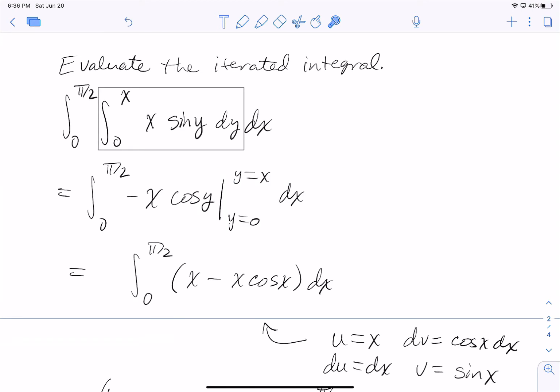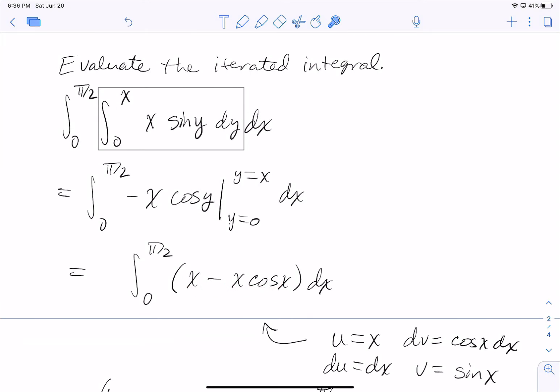Working from the inside out, we integrate the sine of y, and we end up with the integral from 0 to pi over 2 of negative x cosine of y, evaluated from 0 to x, dx. Substituting x in place of y will give us x cosine of x, of course. Substituting 0 in place of y will give us x times the cosine of 0, which is 1. But there's a minus in front of the x cosine of y, so I've reversed the order of those terms.